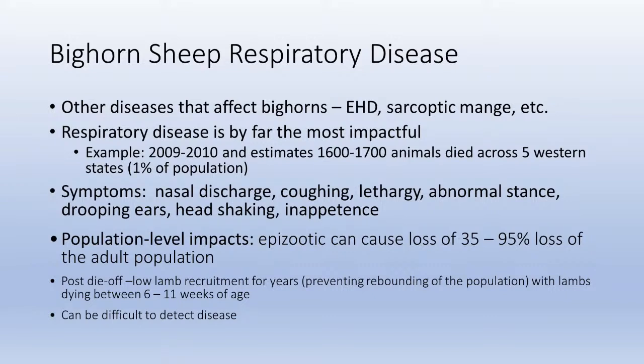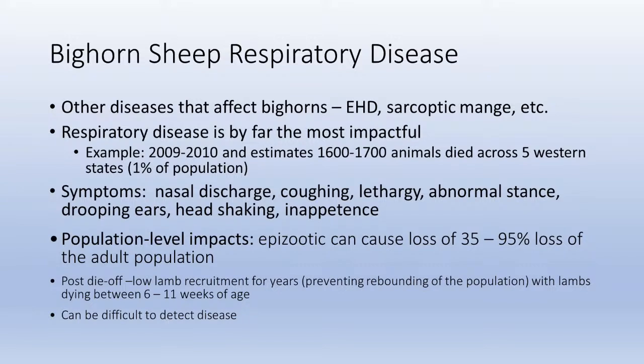And these epizootics of respiratory disease, when they happen, what happens is what we call an all-age die-off, where we lose 35 to 95% of the population across all age classes. So they're significant. But the real sinister thing is that after the die-off, we can't recruit lambs. So every year, we have lamb epizootics. And so this goes on for decades. And so the population stagnates, and eventually the herds become extinct. And so this is the problem that we've been trying to manage.